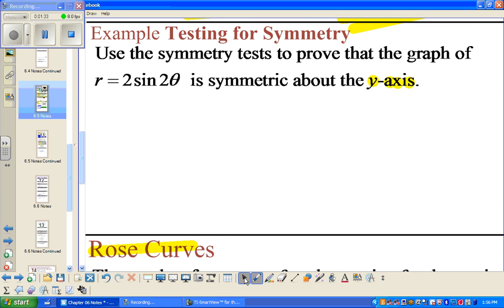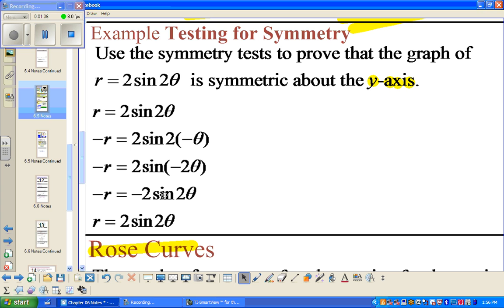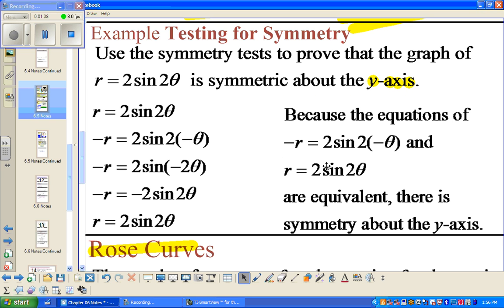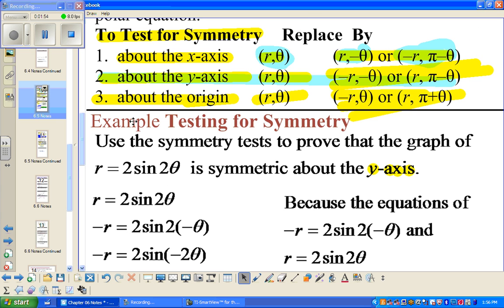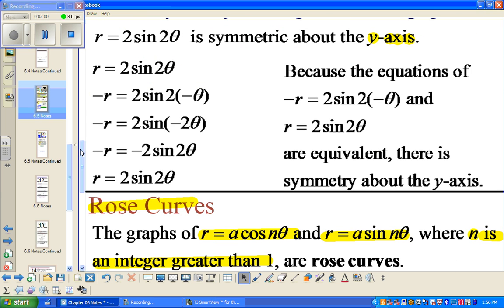And then here was an example that I went through in class, again, in case you were gone. r equals 2 sine 2 theta. That's a polar graph. We're testing to see if it's symmetric about the y-axis. So when it's the y-axis, as you can see here, you replace r and theta with negative r and negative theta. So that's what I did.